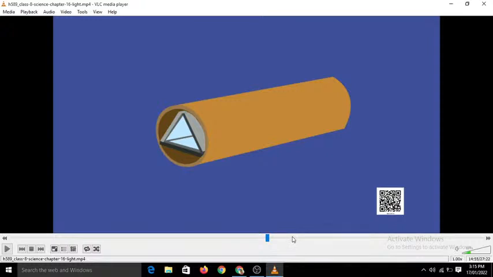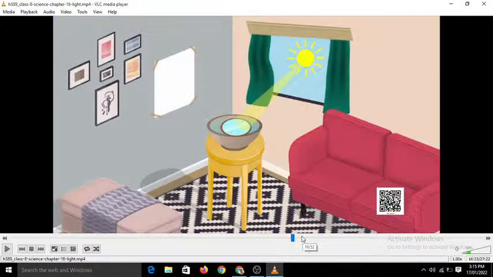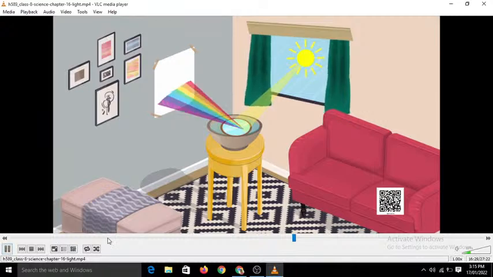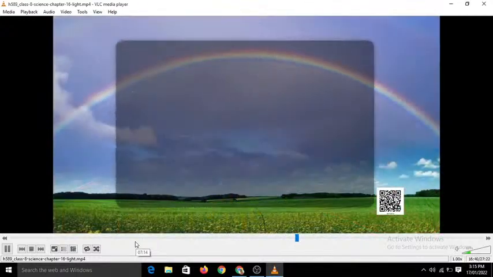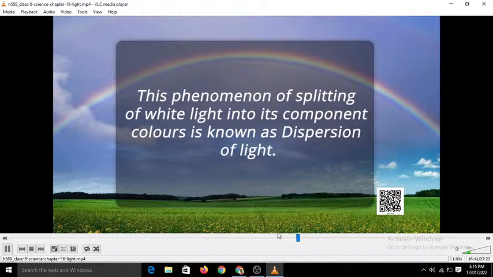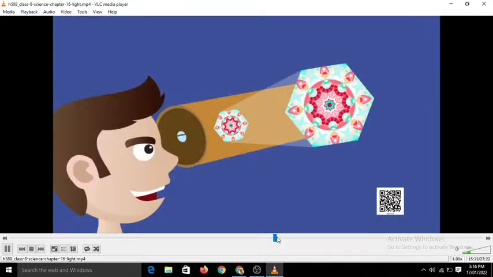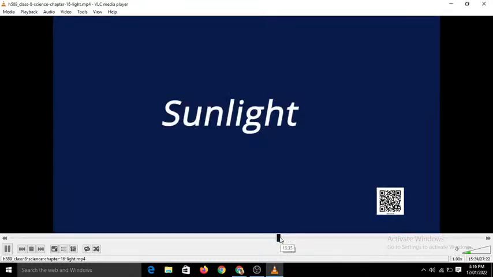how to prepare the kaleidoscope. Kaleidoscope is also based on the mechanism of working of the reflection of images. Okay, multiple images should fall on any white plain wall. You can see different colors in reflected light. This phenomenon of splitting of white light into its component colors is called dispersion of light. When you peep through the hole, you see sunlight.